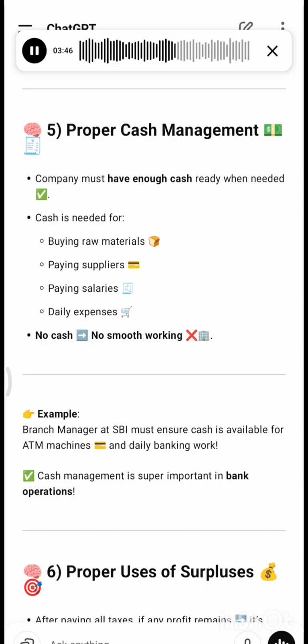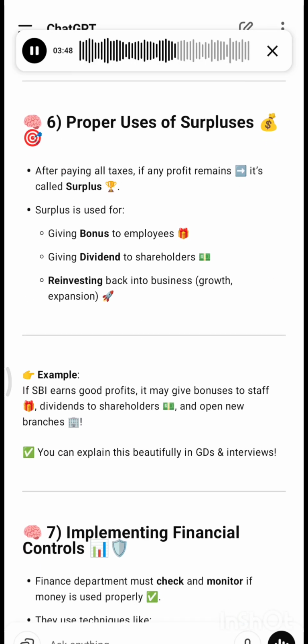6. Proper use of surpluses. After paying all taxes, if any profit remains, it's called surplus. Surplus is used for giving bonus to employees, giving dividend to shareholders, reinvesting back into business, growth expansion. Example: if SBI earns good profits, it may give bonuses to staff, dividends to shareholders, and open new branches. You can explain this beautifully in GDs and interviews.